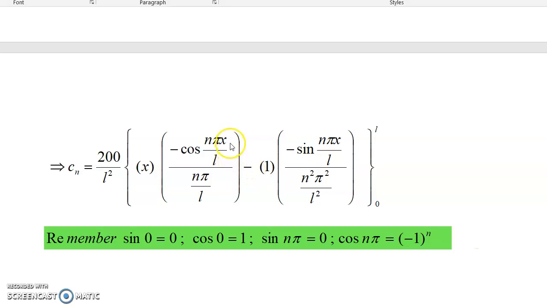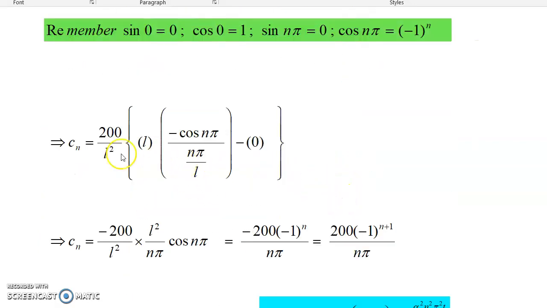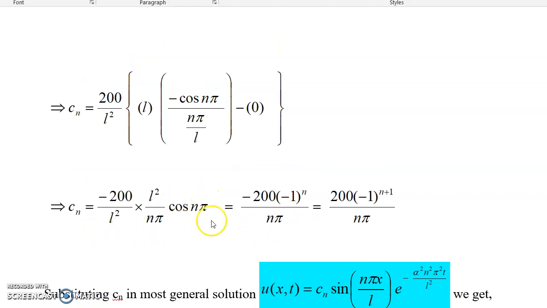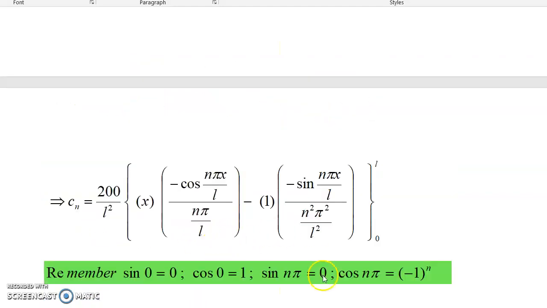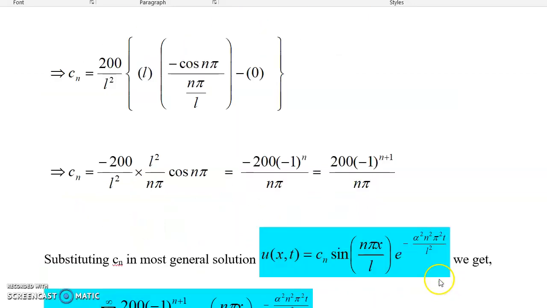When you apply the limit, in the place of x, when you put L, you will get cos n pi here and sin n pi here. These are the values of cos n pi and sin n pi. And when you put x as 0, the lower limit, x will be 0 and sin 0 is 0. So upper limit minus lower limit. The final answer is like this. And in the place of cos n pi, you can substitute the value of cos n pi, minus 1 power n. Here minus 1 power n, you can write as minus 1 power n plus 1.